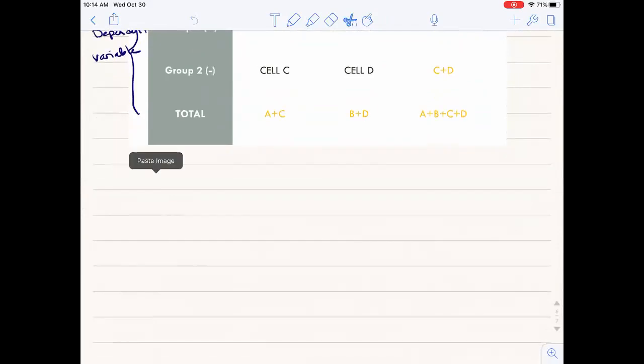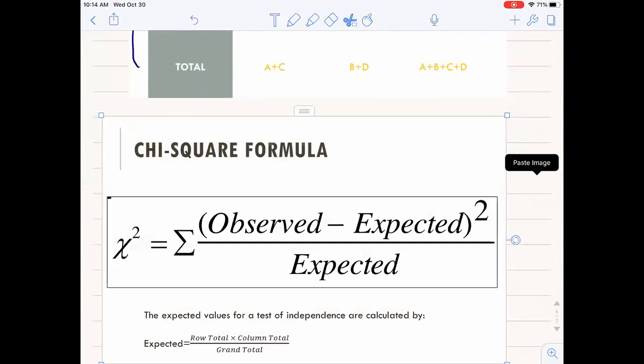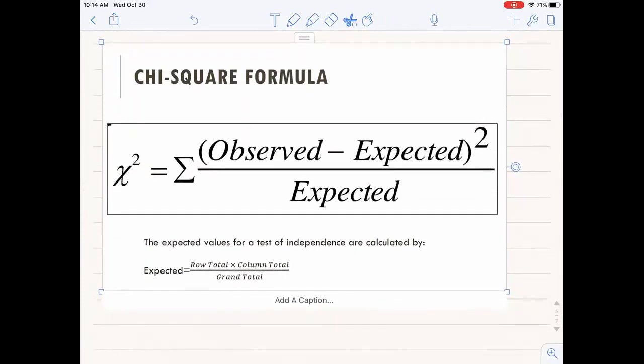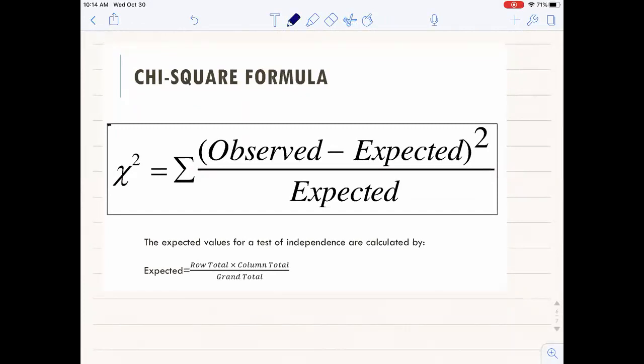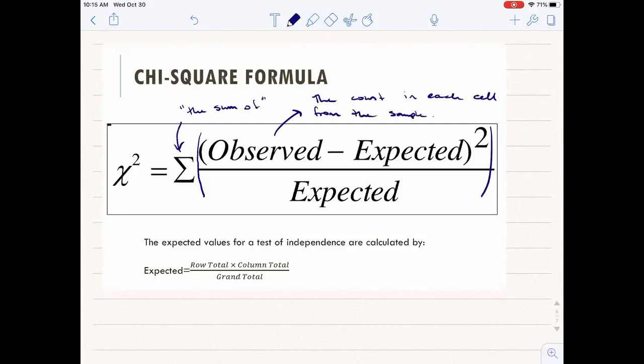So here, let's talk about what the actual formula is, what we'll actually be calculating. It's huge. So your chi-squared is going to be, so this is summation notation, and so you're going to read that as the sum of, and then everything that's inside the brackets, which is everything. Throw some more brackets on there. So the observed is the count in each cell from the sample, right? That's what we observed.